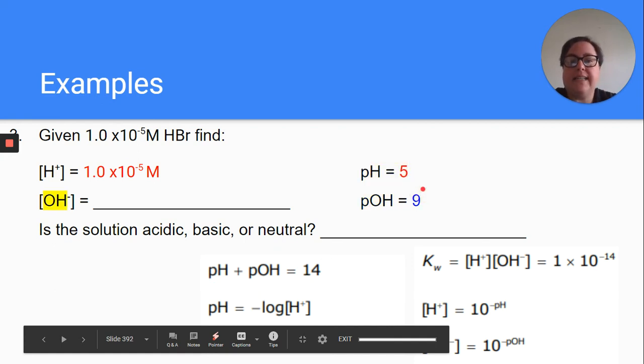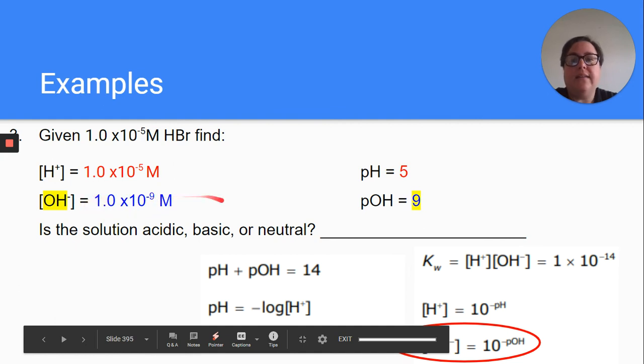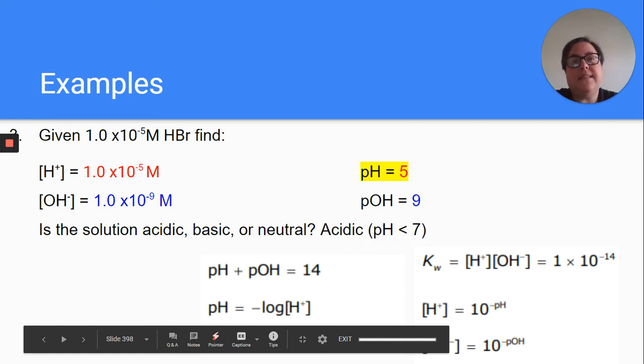All right, so let's find hydroxide. Remember, hydroxide is based on pOH. And so my pOH value would be the negative exponent of my concentration. So we have 1 times 10 to the negative 9. Exponents add up to negative 14. pH and pOH add up to 14. So is this acidic, basic, or neutral? Remember that it's based on pH. So if I have a pH of 5, 5 is less than 7, so this is going to be acidic. It's acidic because the pH is less than 7.